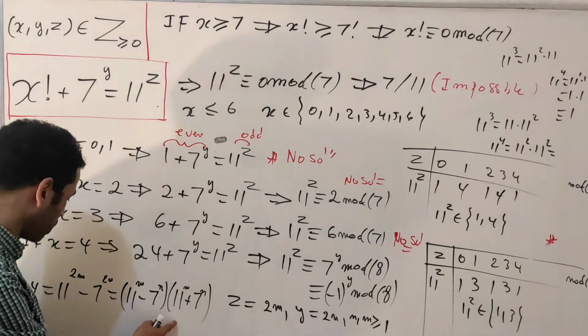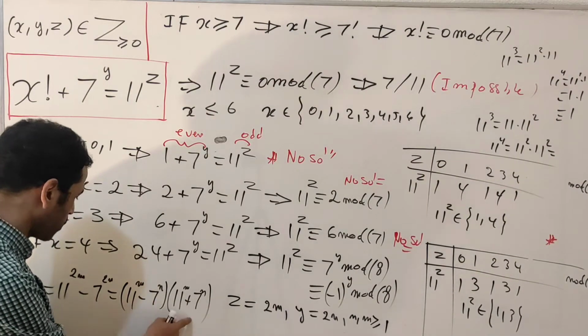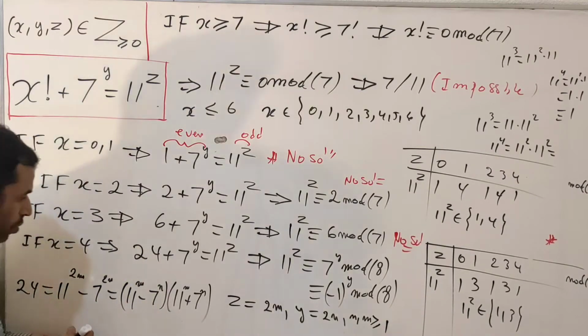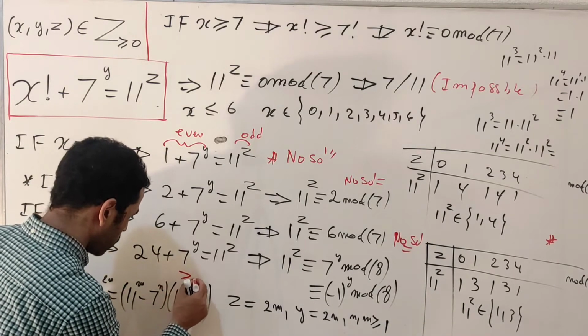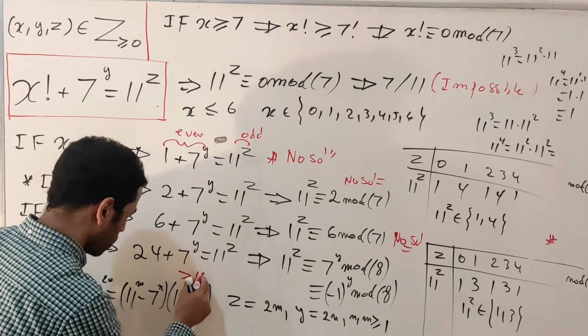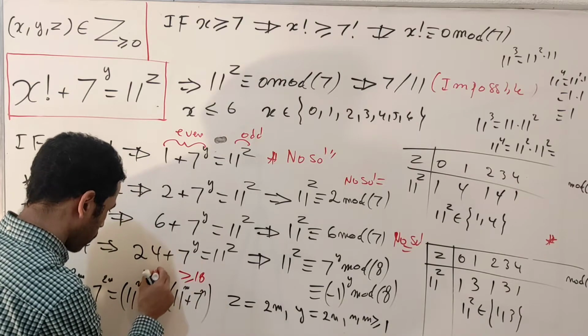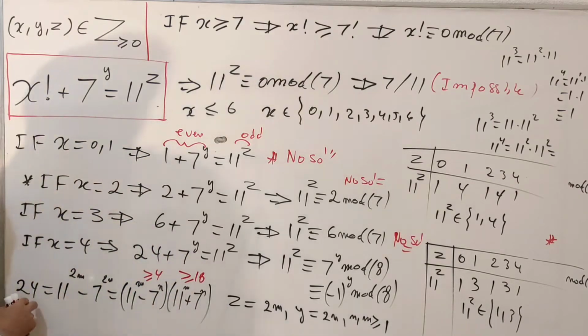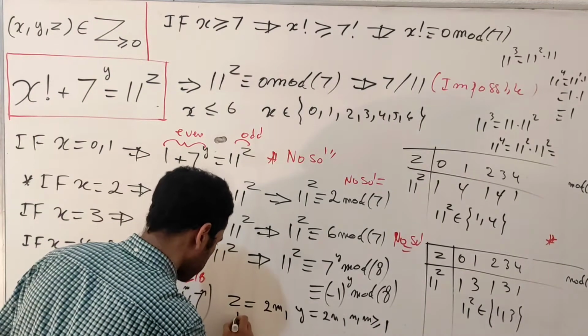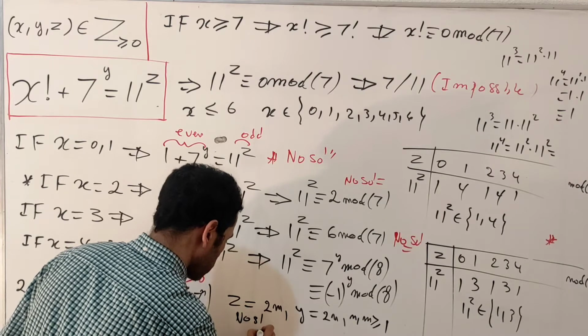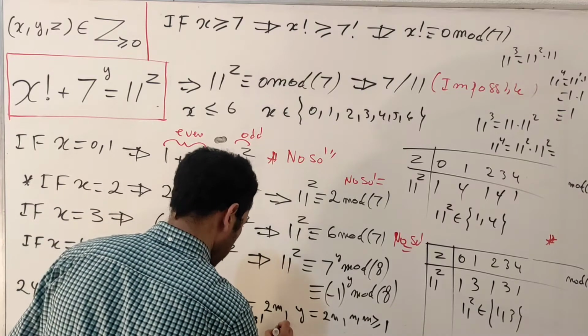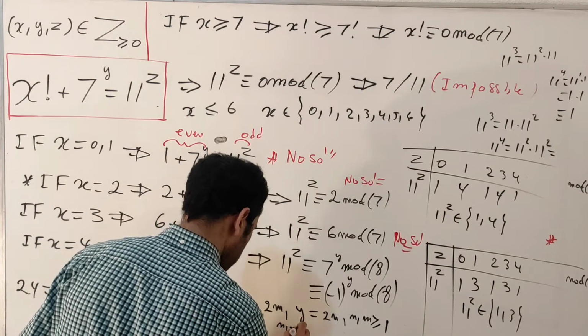4 is multiplied by 18, which is bigger than 24, which is impossible, because this factor is greater than or equal to 18 and this one is greater than or equal to 4. Okay? Which is impossible. This product equals 24, so there are no solutions. No solutions when n and m are greater than or equal to 1.